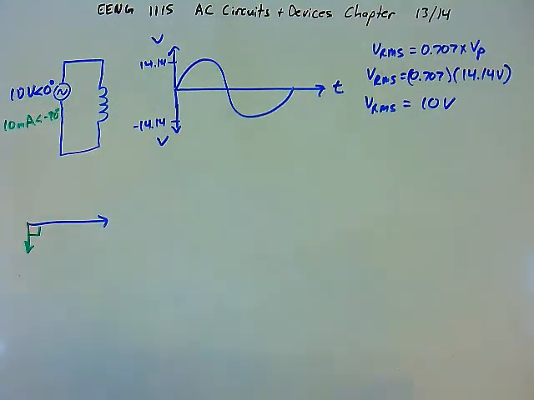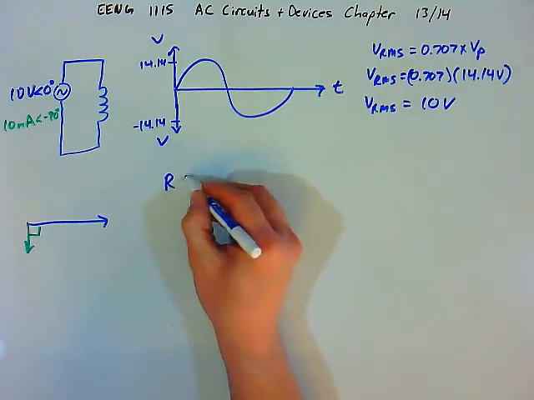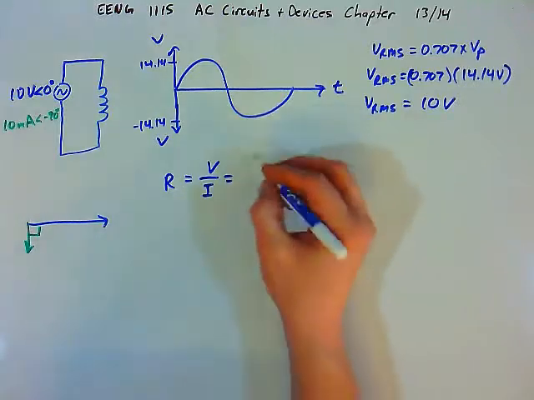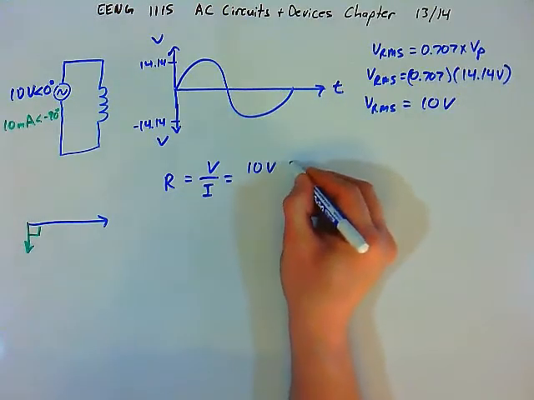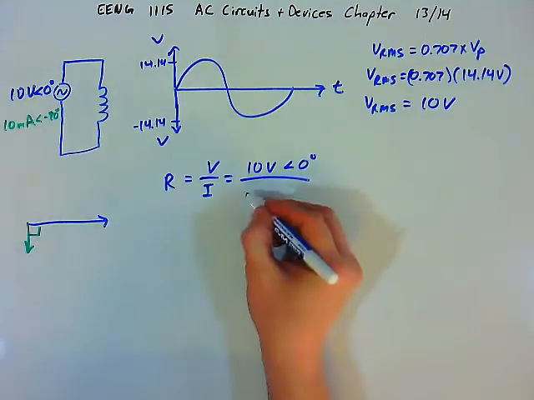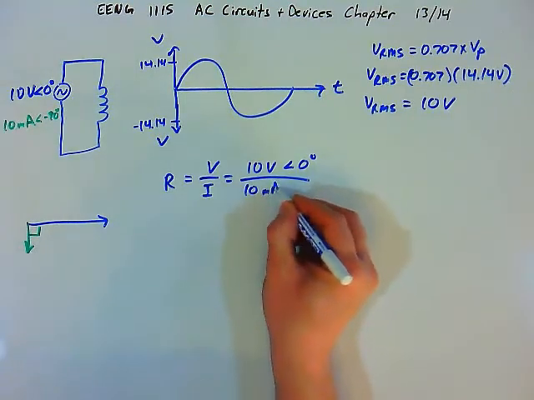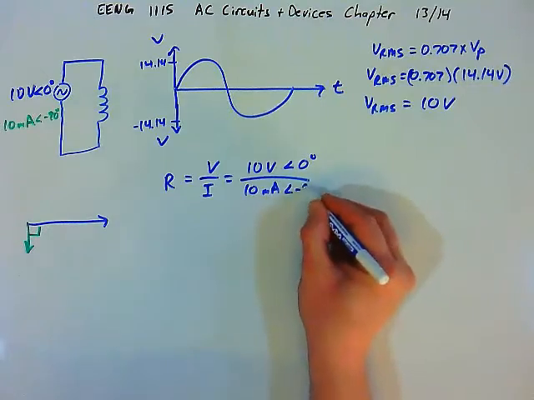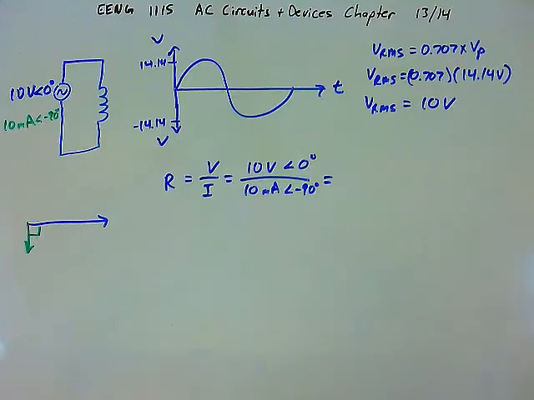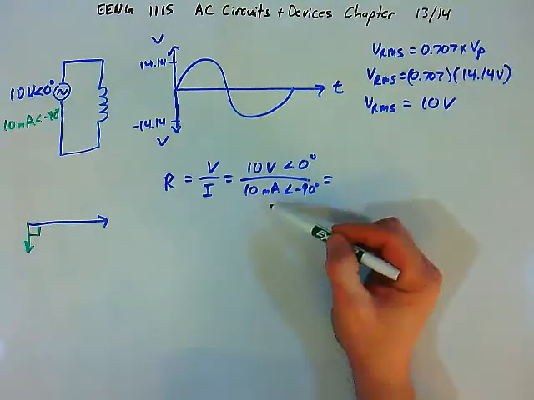Now we know that Ohm's law says that the resistance is equal to the voltage divided by the current. And so the voltage in our circuit is 10 volts at an angle of 0 degrees, and the current in the circuit is 10 milliamps at an angle of negative 90 degrees. And so what is the resistance of this circuit? The resistance of the circuit is going to be 10 volts divided by 10 milliamps.